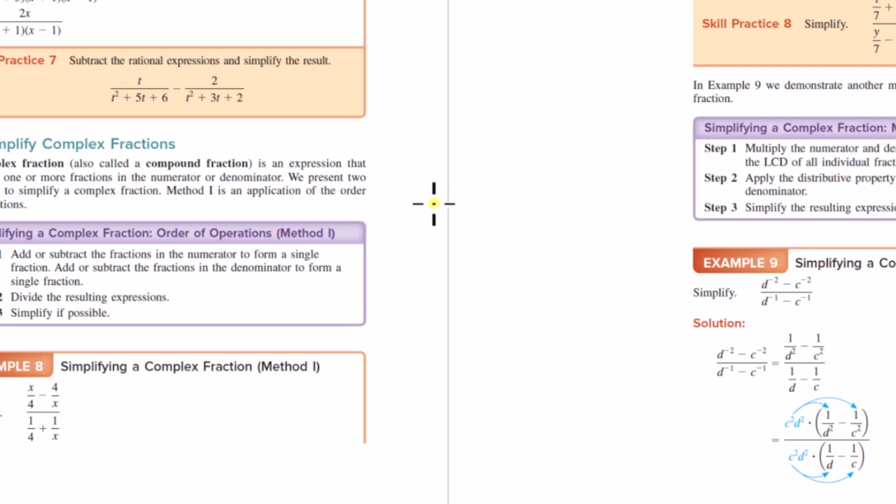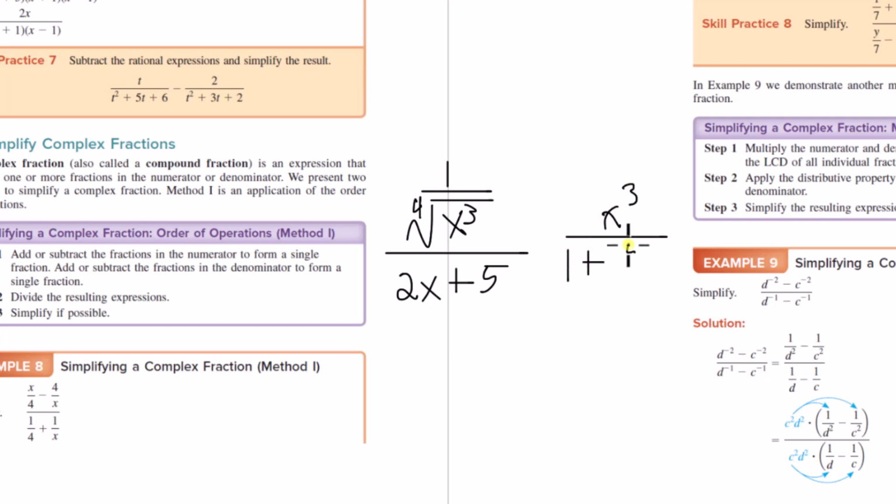You can have any type of expression. This would be if you did 1 over, okay, then 2x plus, this is a compound fraction, right? It contains a radical. Obviously, this isn't rational. This is a compound fraction. We haven't gotten to logarithms yet, but if we had, this is a compound fraction. I mean, even this is a compound fraction. Okay.